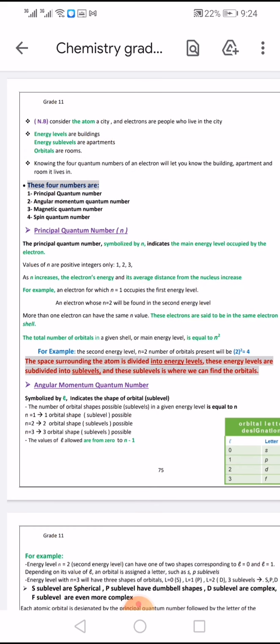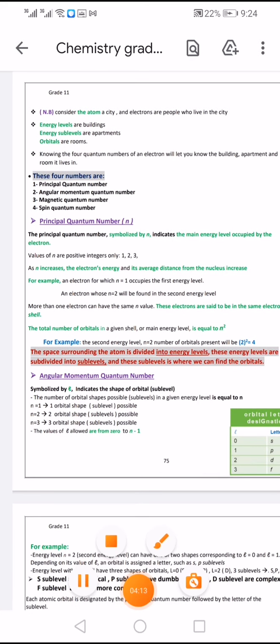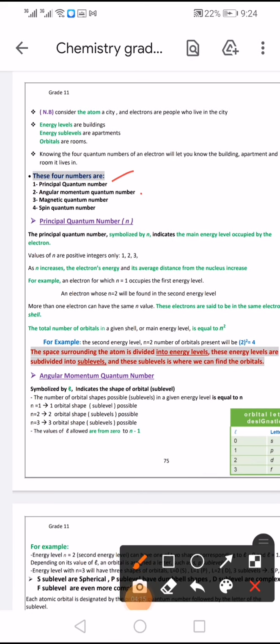So we have four quantum numbers: the principal quantum number, the angular momentum quantum number, the magnetic quantum number, and the spin quantum number. The principal quantum number, symbolized by n, indicates the main energy level occupied by an electron. I said that an electron is present in an orbital, the orbital is present in a sublevel, and the sublevel is present in an energy level. So the principal quantum number indicates the main energy level.